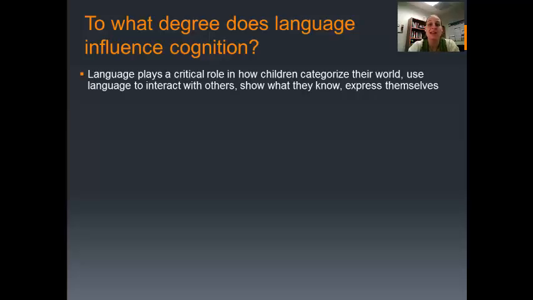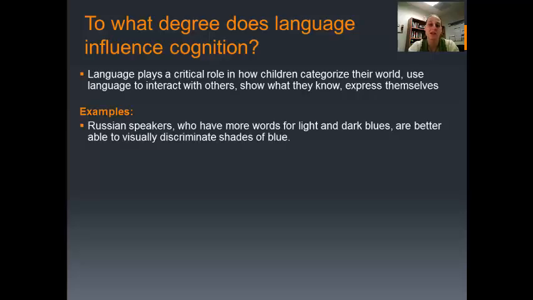So language plays a critical role in how children categorize their world, also how they use language to interact with others, and to show what they know and to express themselves. Let me give you some other examples of what research has shown in the way that culture can affect ability. Russian speakers have more words for light and dark blues. And because they have more words to categorize the different range of colors, they're actually better able to visualize discriminations between shades of blue than people from other cultures.